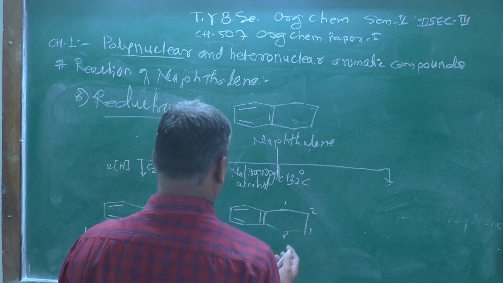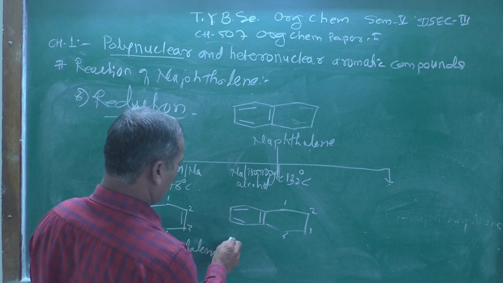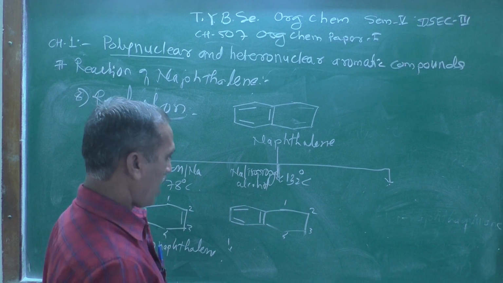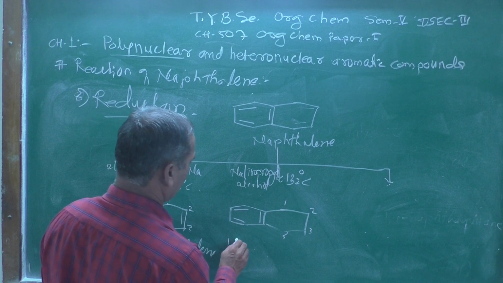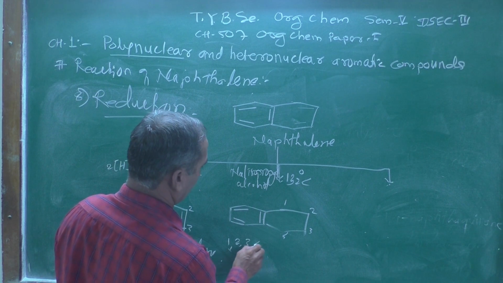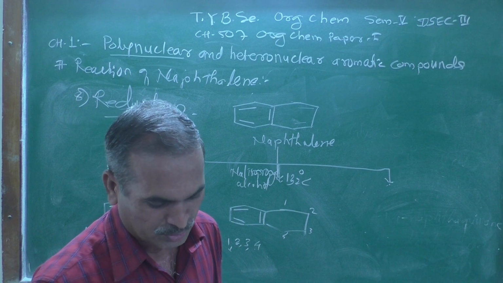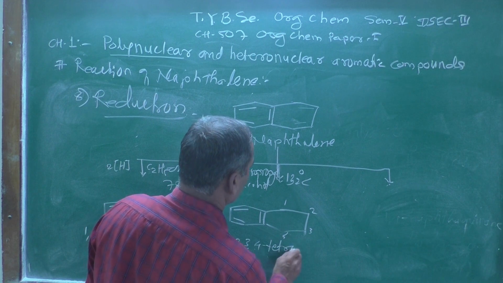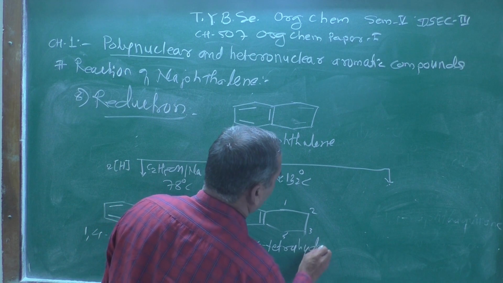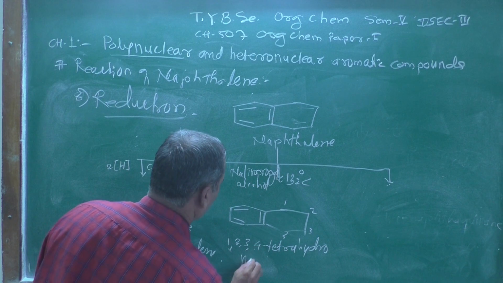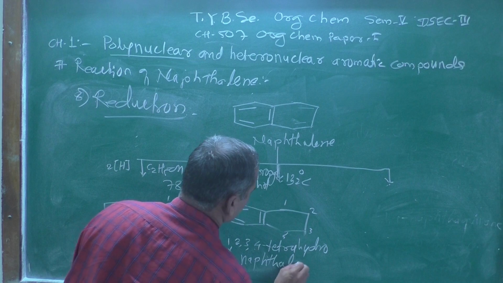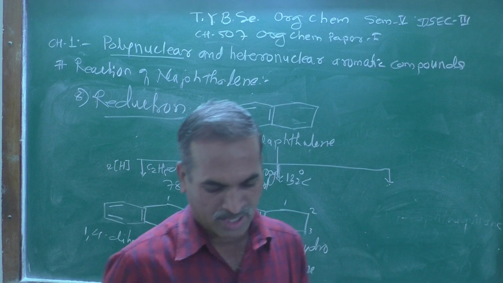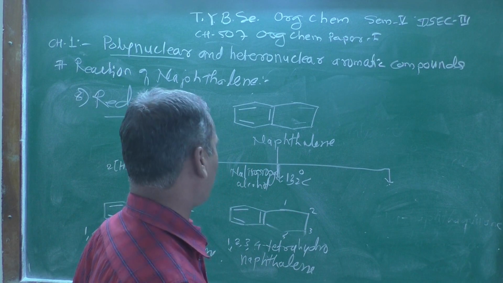means one ring is completely saturated. The positions where the hydrogen atom is added, 1, 2, 3, and 4, there are 4, so you should say 1,2,3,4-tetrahydronaphthalene. This will be the name of this compound which we got over here.